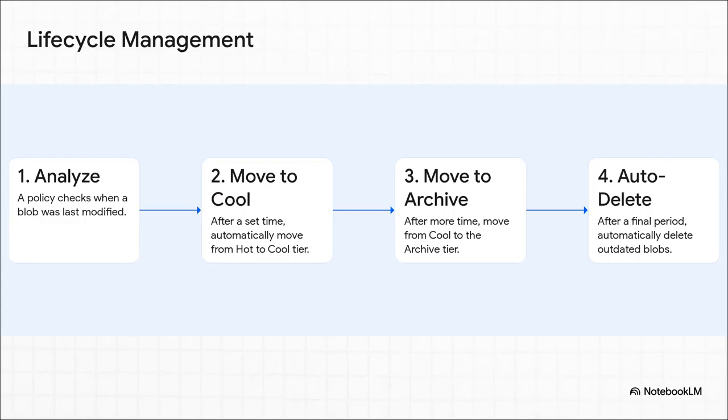The magic tool for this is called life cycle management. It's basically a set it and forget it policy, where you create a simple set of rules. For instance, you can say, hey, if a file hasn't been touched in 30 days, automatically move it for me from the hot tier down to the cool tier. Then, if it sits in cool for another 90 days untouched, go ahead and move it to archive. And you know what? If it's over 7 years old, just delete it for me. It's an unbelievably powerful way to automate your cost savings without you having to lift a finger.